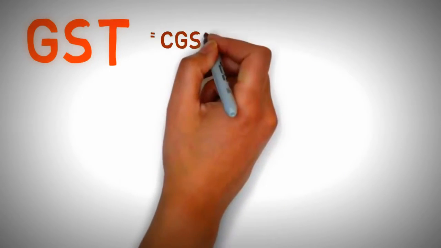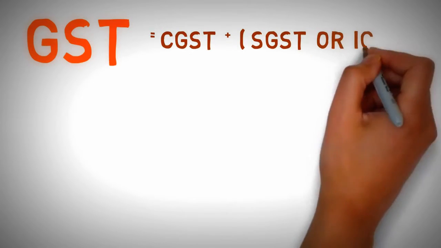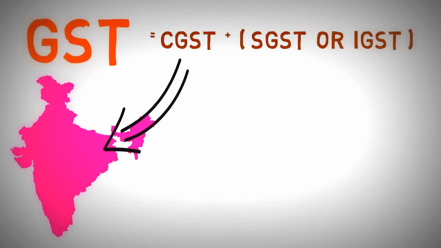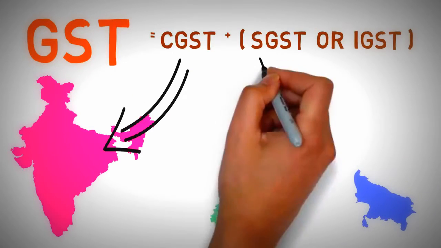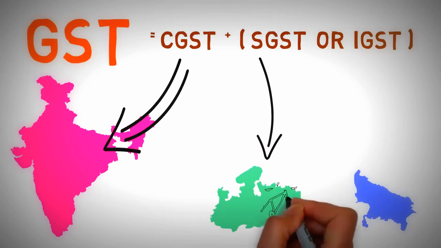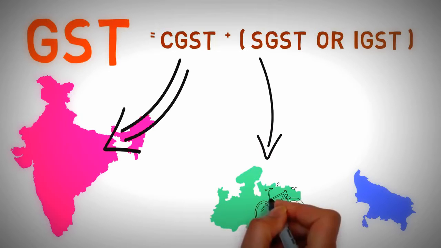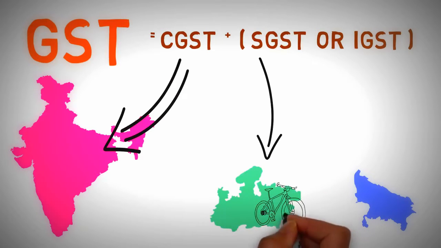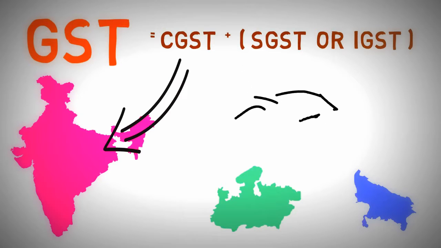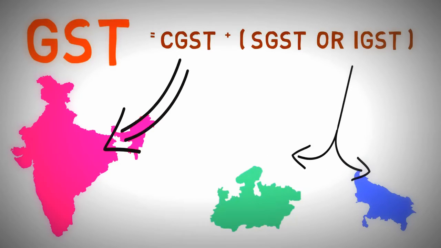GST is a combination of CGST and SGST or IGST. CGST is central GST, which is paid to the central government. SGST is the state GST which is paid to the state government, and IGST is the integrated GST which comes in the situation when goods and services move interstate. For example, product A is manufactured in Madhya Pradesh and sold in Uttar Pradesh, so IGST is distributed between both the states.